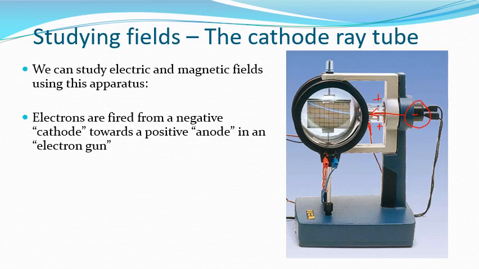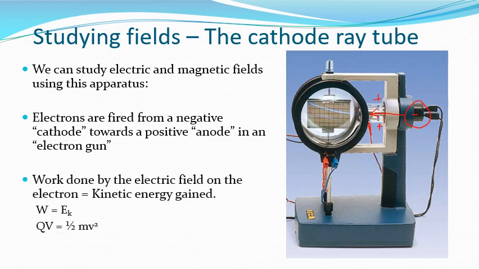anode that has the opposite charge, and the kinetic energy that's gained by the electrons is equal to the work done on the electron by the electric field. That work done is Q, the charge, times the potential difference between the cathode and the anode, and since that is equal to the kinetic energy gained, half mv squared, where in this case m is the mass of the electron, we can work out the speed that the equipment would be producing the electrons at.